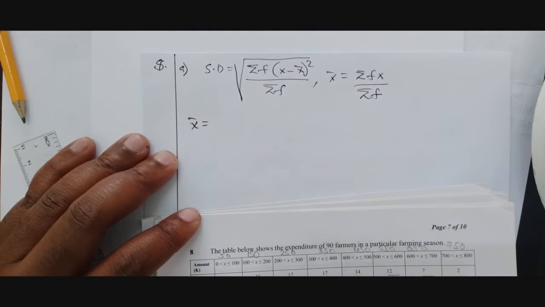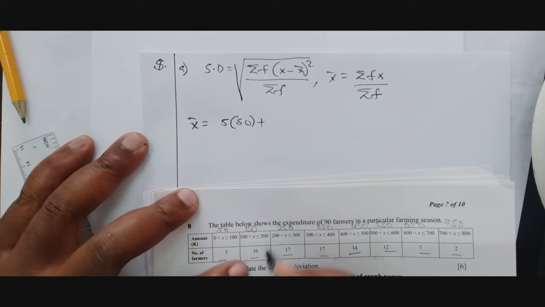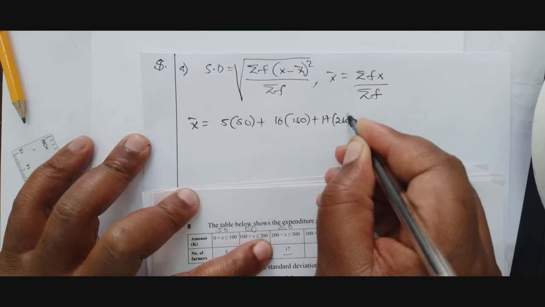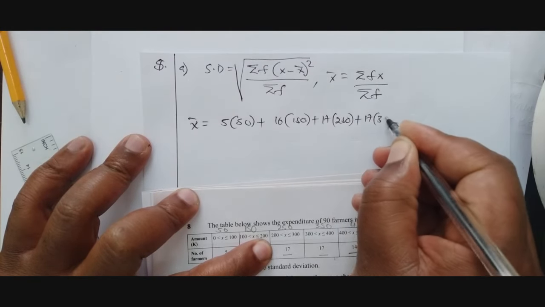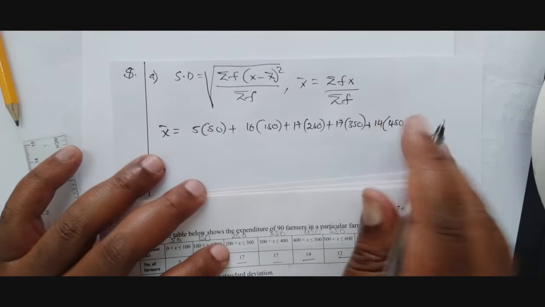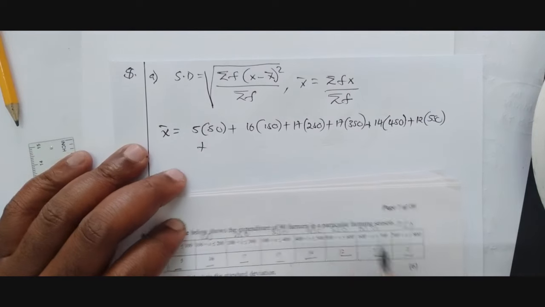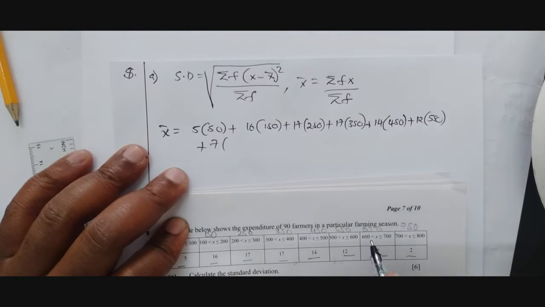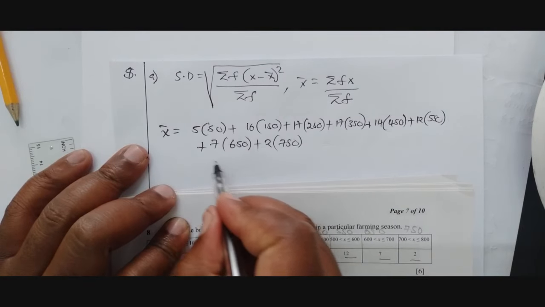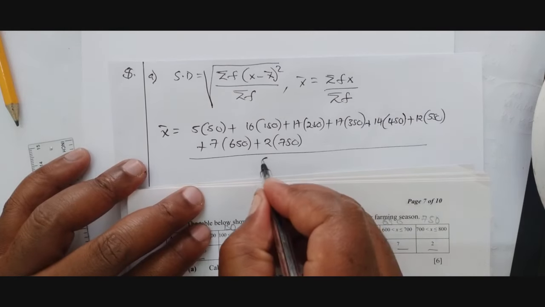We are saying it is f. What is our frequency here? It is 5. So I'll say 5 times 50. Alright? Plus 16 times 150. Plus 17 times 250. Plus another 17 by 350. Plus 14 by 450. Okay, plus 12 by 550. Plus 7 by 650. Plus 2 by 750. Okay, everything here should be divided by what? You add here. When you add here, the answer will be 90 because of what has been given. If you are not given, you can just add. So everything is over 90.